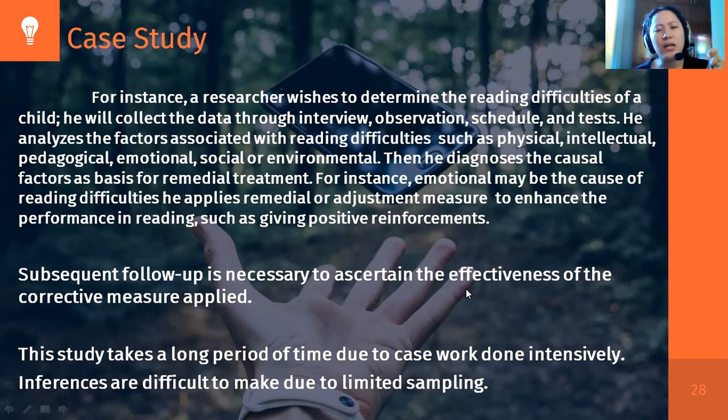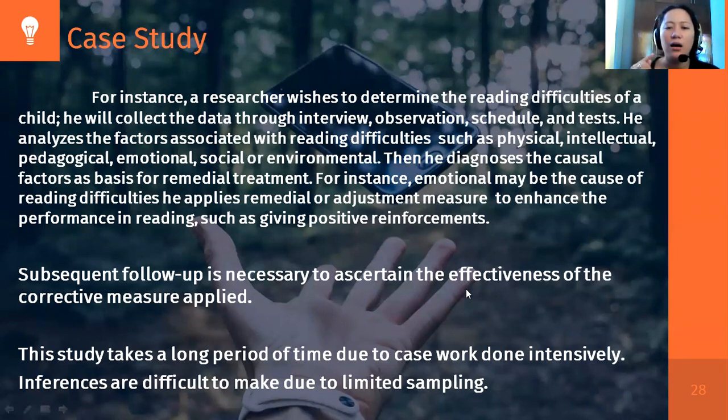So he will apply a remedial adjustment measure to enhance the performance in reading by giving positive reinforcements or by boosting the self-efficacy of the respondent. So maybe the respondent has the ability to read, or not. I'm limiting the sampling. I'm assuming that he is studying only one respondent since this is a case study.